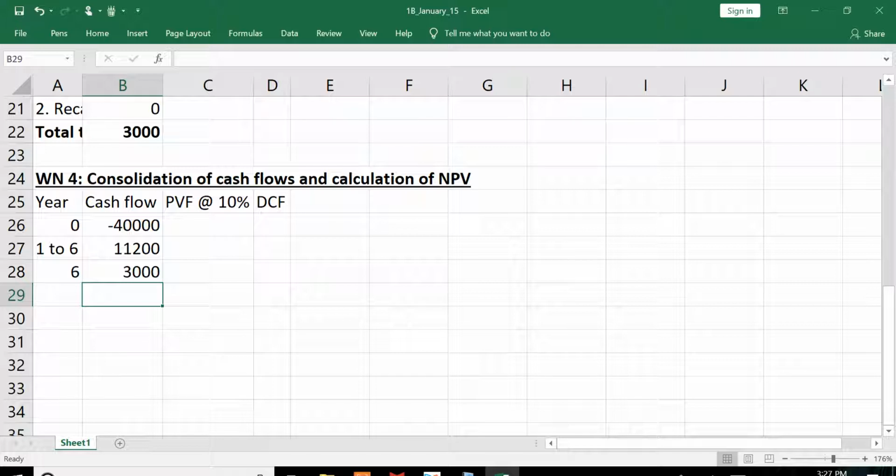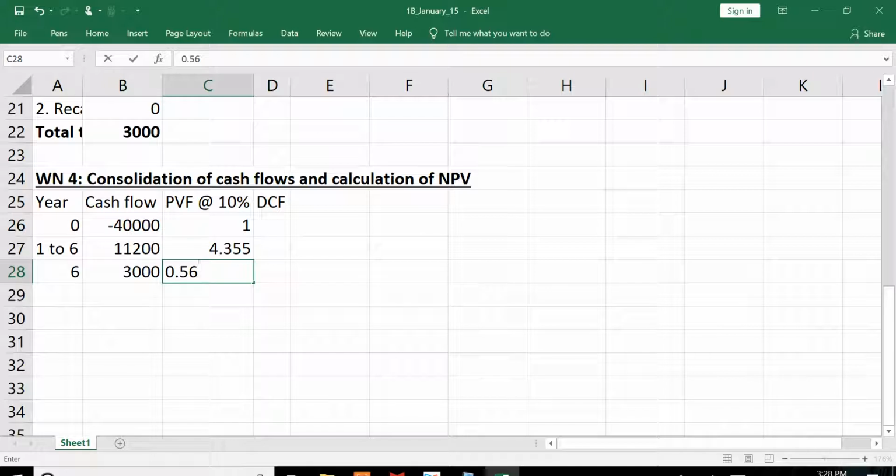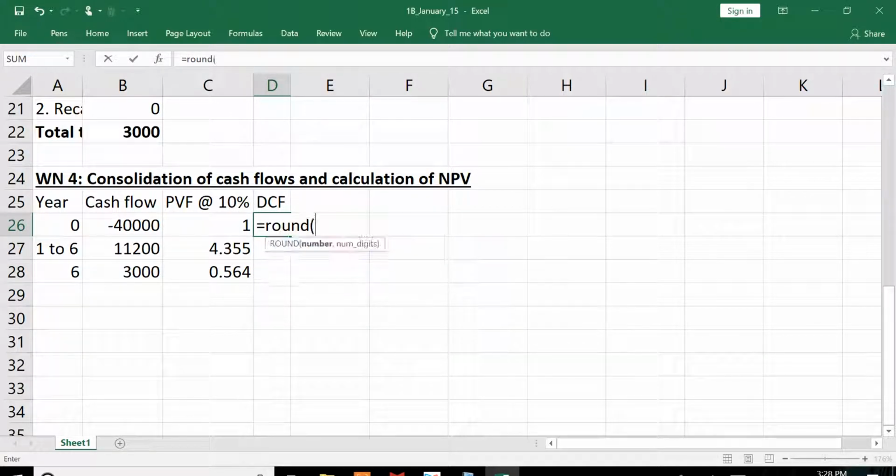Year 0 is a 40,000 outflow. You get a 6-year annuity factor in the calculator: 1 divided by 1.1, equals, M plus, 6 times, 4.355. This was one. Last year was how much? 5.64. Post multiplication you can round off.